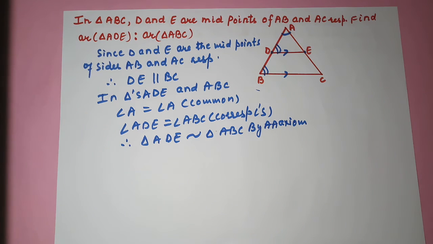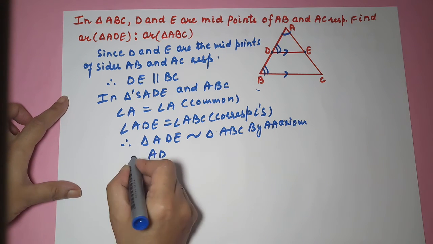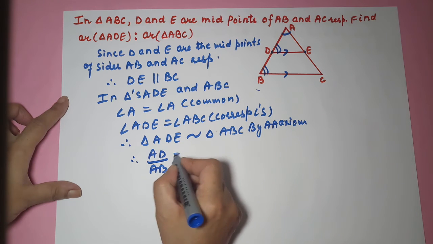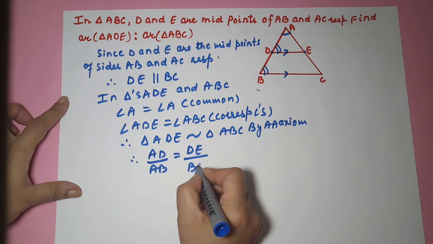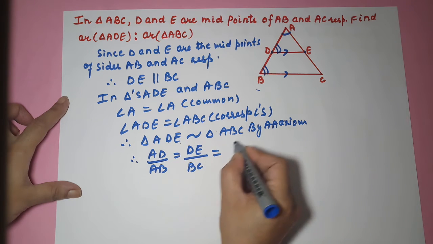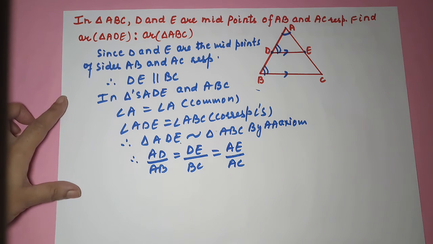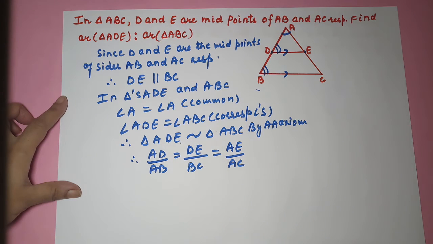Right? So when two triangles are similar, their corresponding sides are proportional. So we can write, therefore, AD upon AB is equal to DE upon BC is equal to AE upon AC. Right? Now, we can find this also. Why? Because now the two triangles are similar.